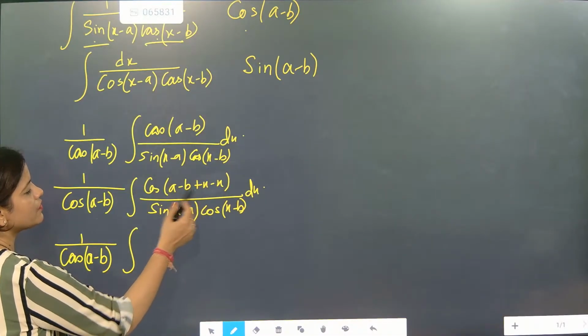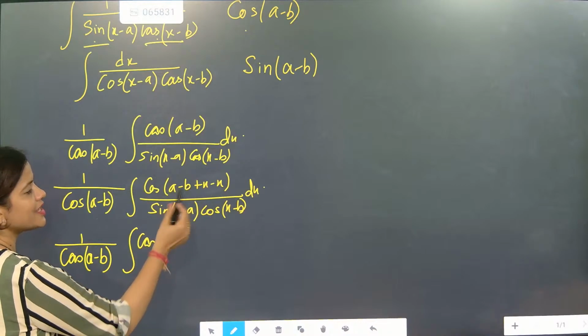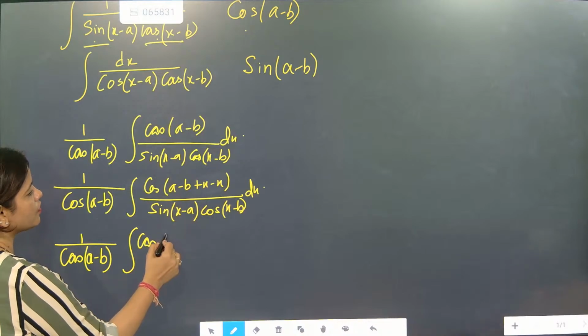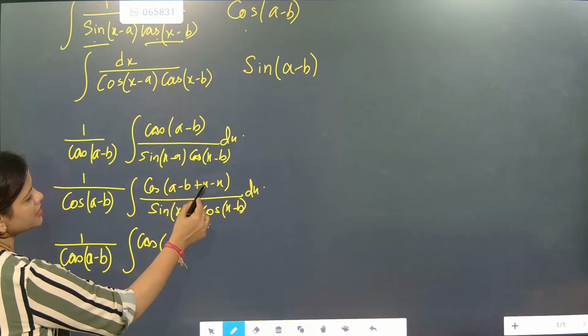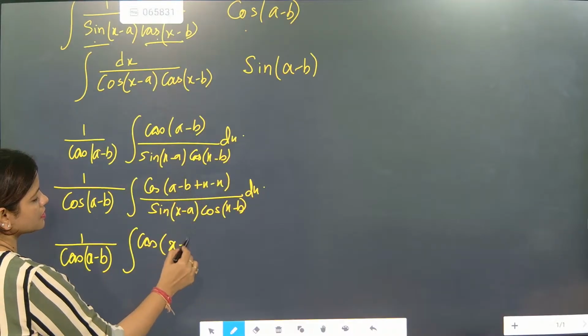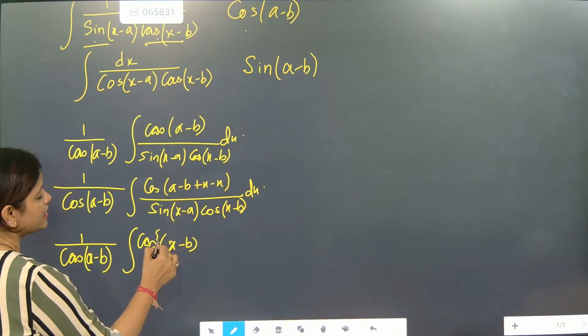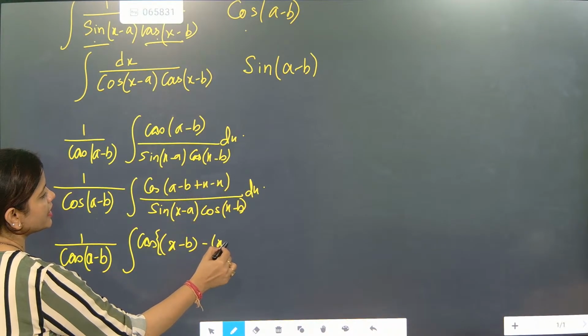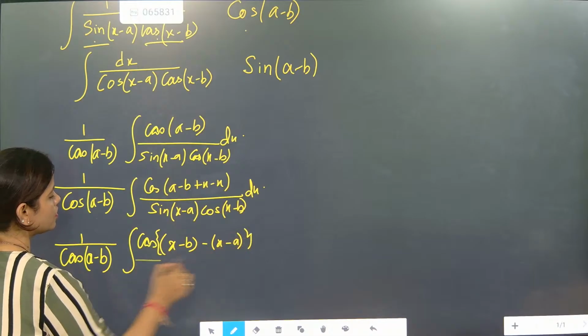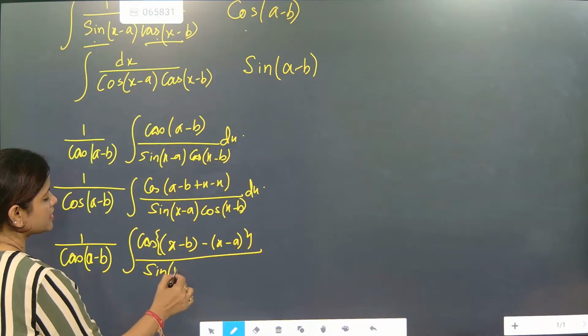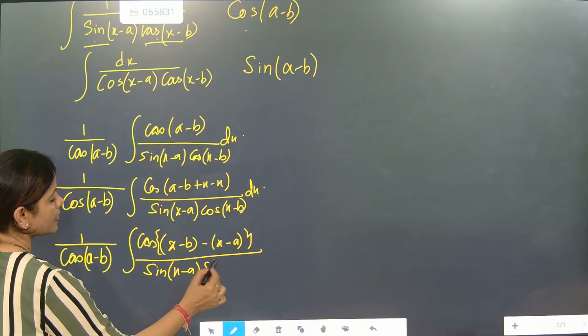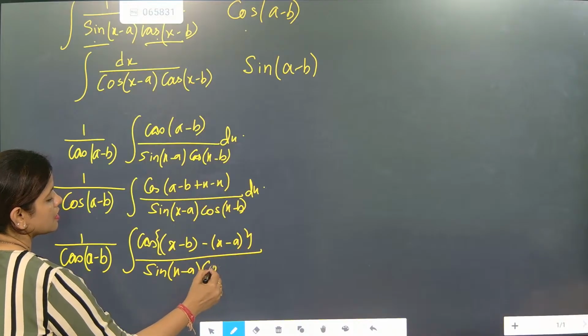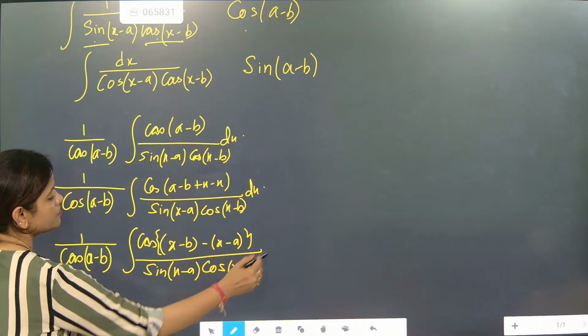So here, check, cos A plus cos B, like this format we are going to put. So here the first part is x minus B. Then we will take minus common, so it will become x minus A. So it will become sine of x minus A cos of x minus B dx.